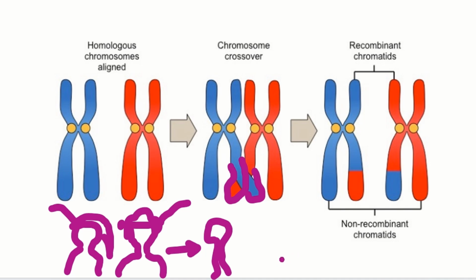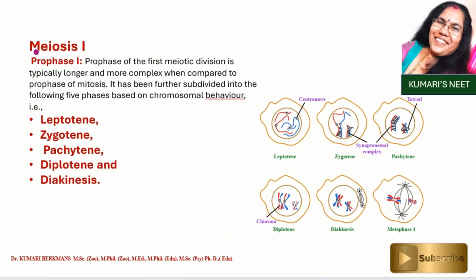Got it? So if you take meiosis 1, meiosis 1 has prophase 1, metaphase 1, anaphase 1 and telophase 1. In prophase 1 there are 5 different stages. What are those? Leptotene, zygotene, pachytene, diplotene and diakinesis. And one more important point you have to keep in mind: on which stage of prophase 1 does the crossing over occur? You have to answer, it is the pachytene stage.